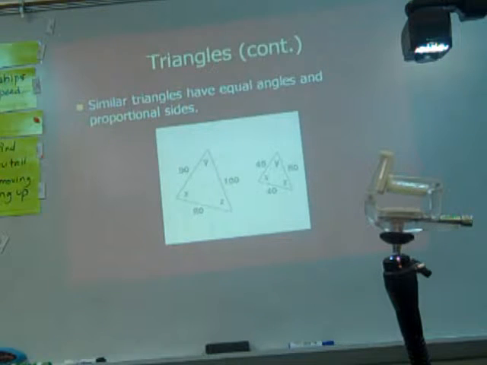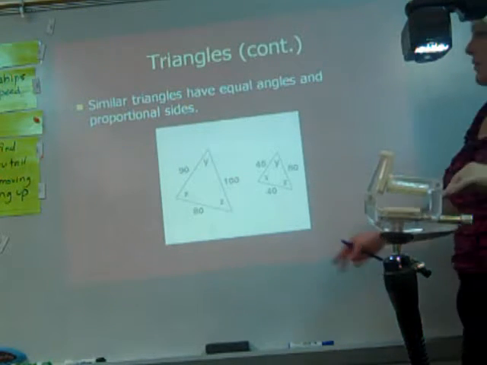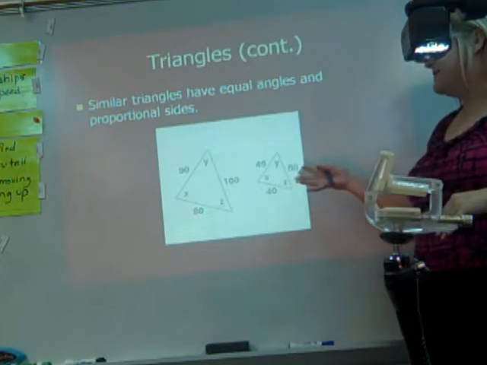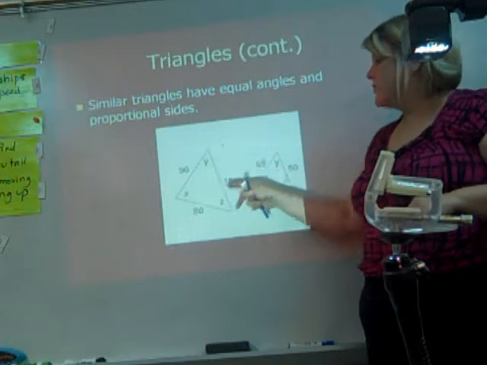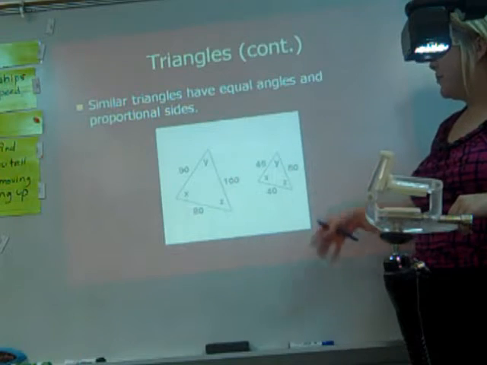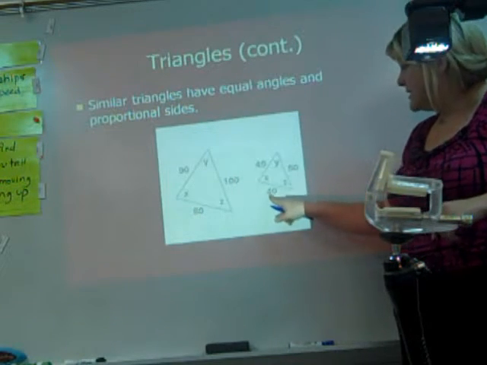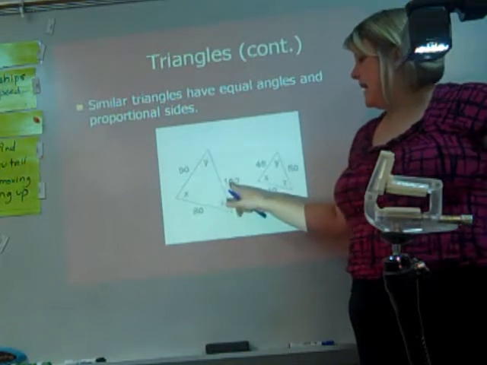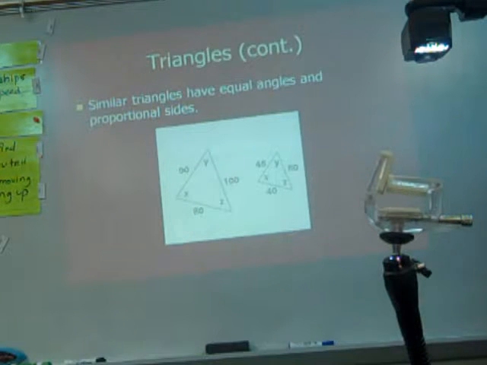Alright, similar triangles have equal angles. So in these 2 triangles, even though they're not the same size, their angles are the same. The angles are all equal. And then the sides are proportional. You can see here that all of these sides are half as big as these sides. If you took half of all the sides of the big one, you'd get the little one.